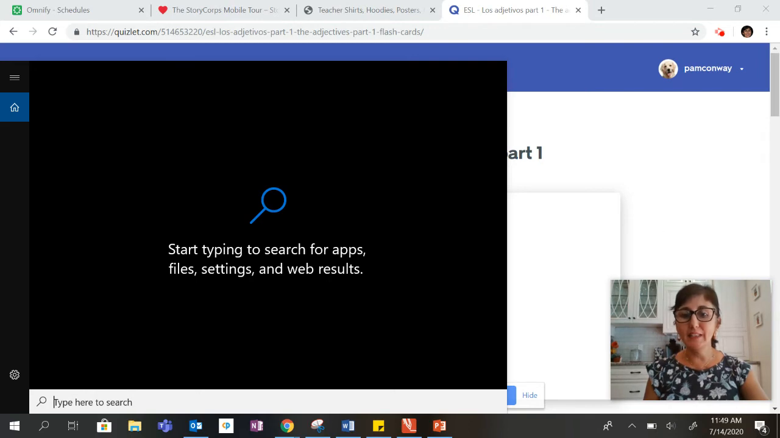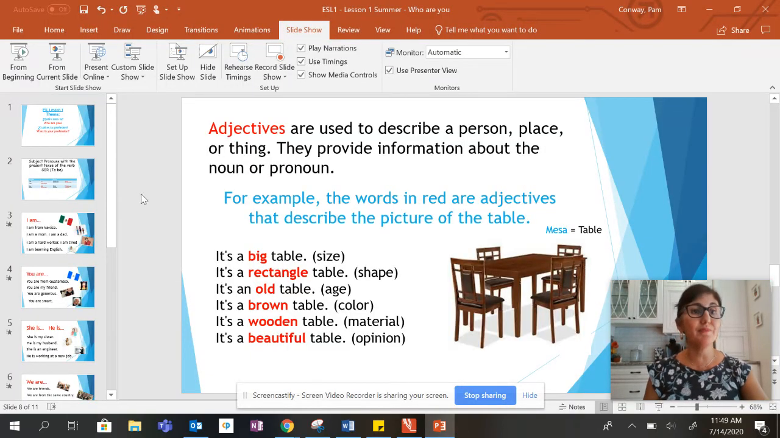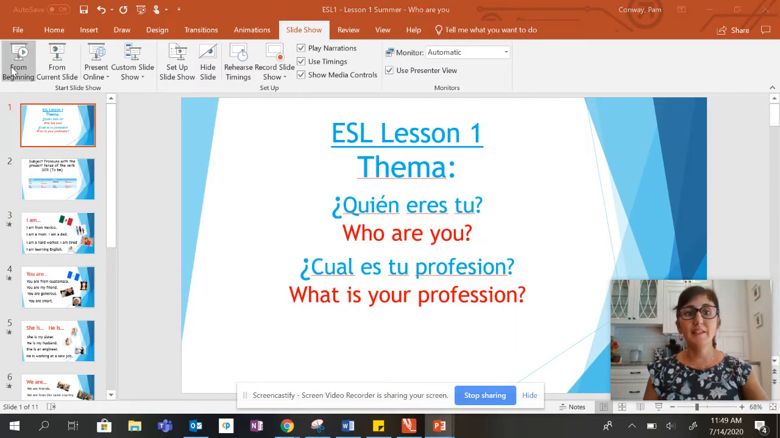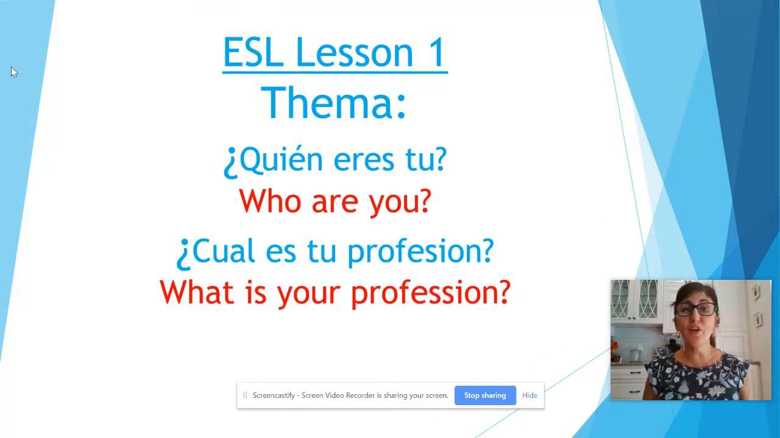Okay, now let's go ahead and switch over to English. And I want to introduce you to our theme for this week. It's going to be a basic lesson just to remind us what we already know and do a little practice with some vocabulary and some reading. So let's talk about the theme.